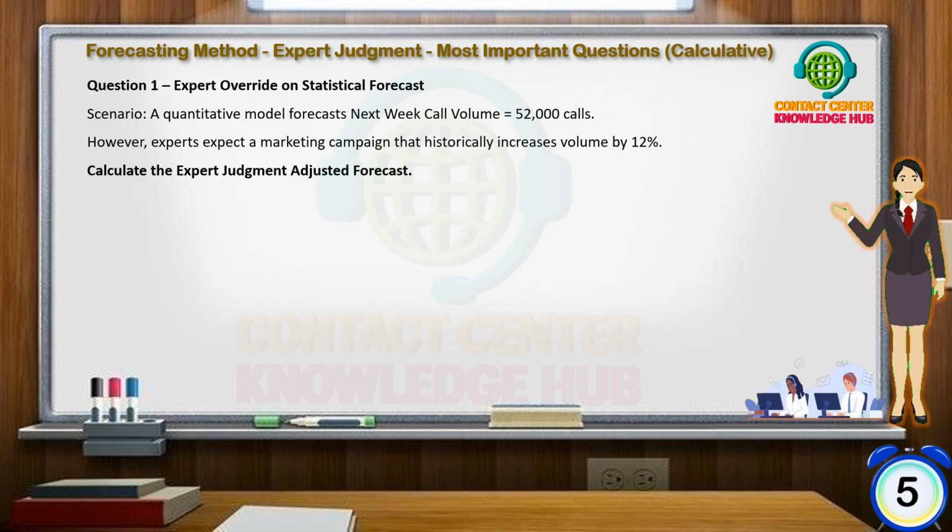Here's the scenario. Our quantitative forecasting model predicts next week's call volume will be 52,000 calls. But there's an important business update. The experts are expecting a marketing campaign, and based on history, this type of campaign typically increases call volume by 12%. Calculate the expert judgment adjusted forecast. Think for a moment.